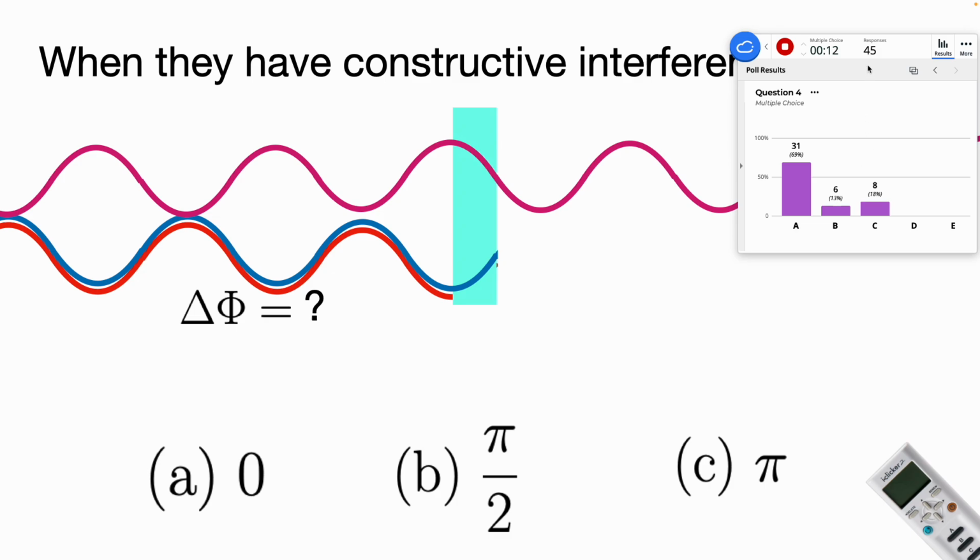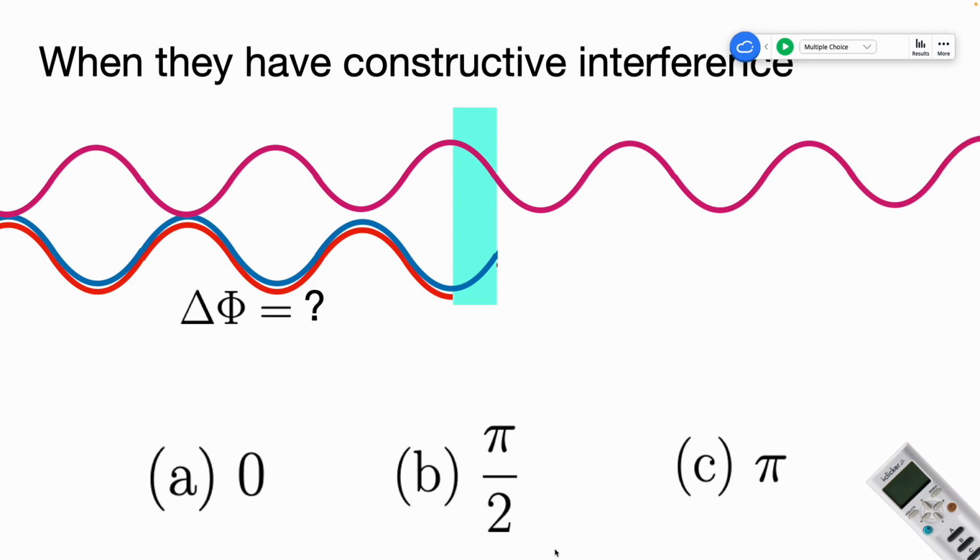Why is there an E? Good. Indeed, you see they have constructive interference, which corresponds to 0, 2 pi, or 4 pi. Pi is destructive, and half pi is somewhere in between. In general, you can have any value for the phase difference, but in this case, the only possibility down here is 0.